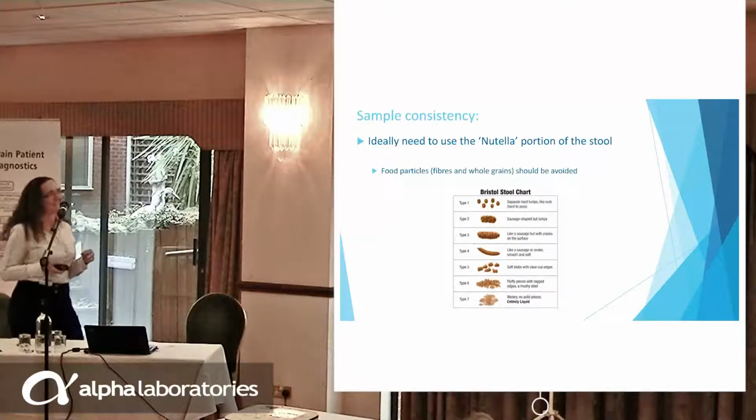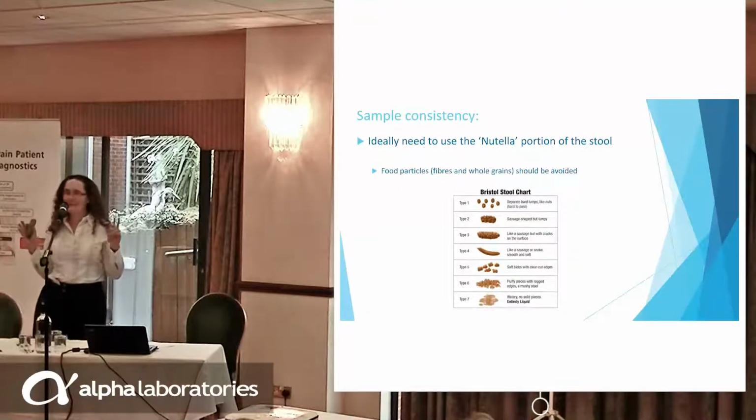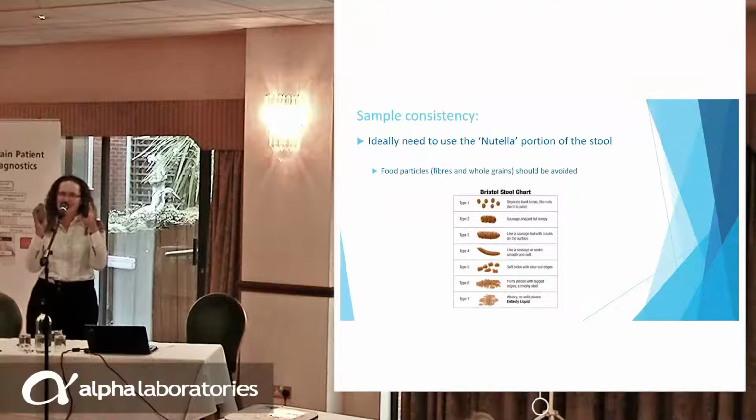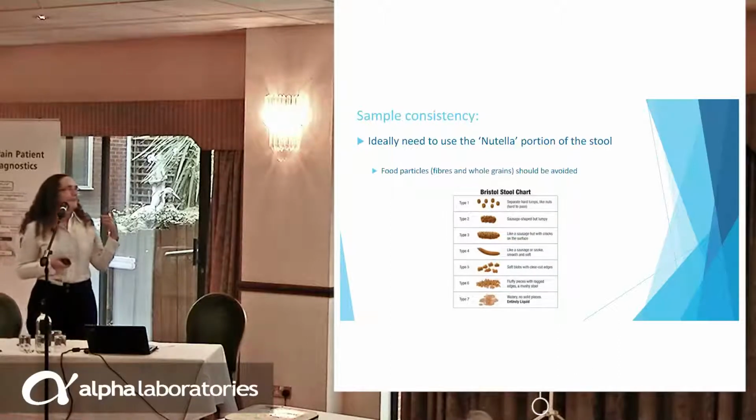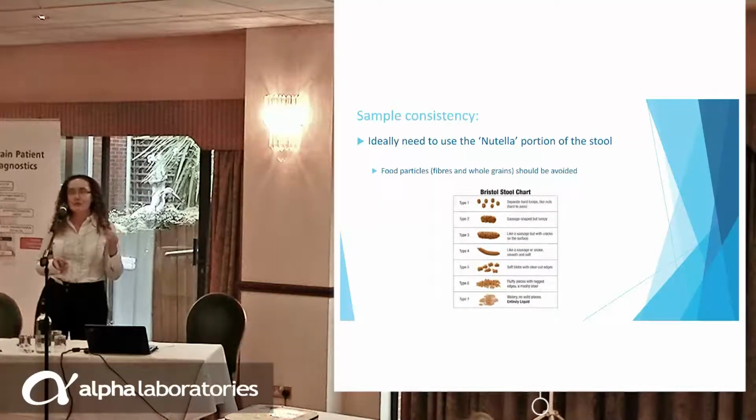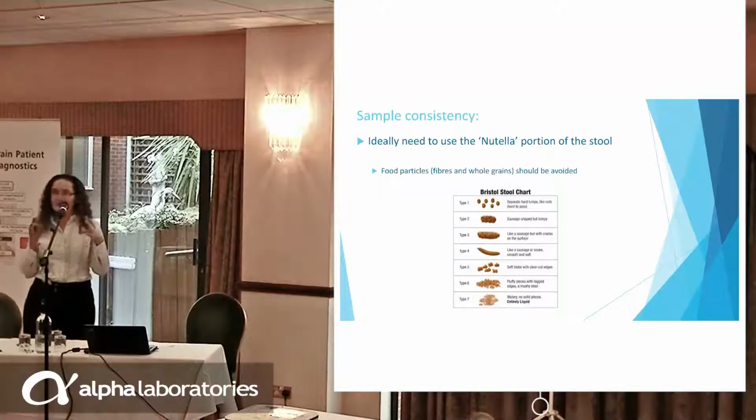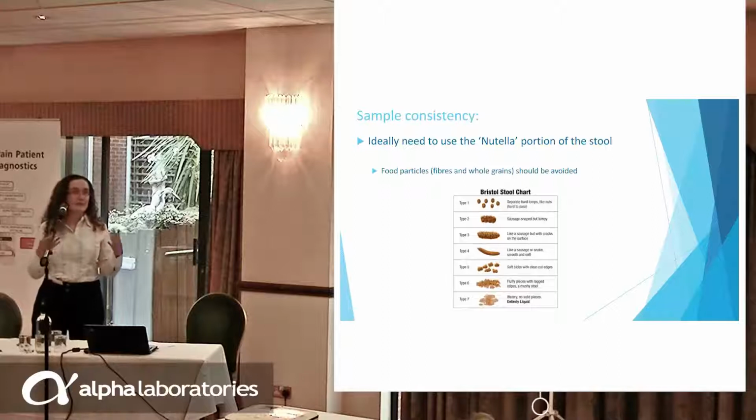Ideally, for calprotectin testing, what you need is what we call the Nutella portion of the stool. That slightly soft, squidgy part of the stool is the ideal part that you're after, to be honest. Food particles really should be avoided at all costs. The calprotectin comes from the inflammation that's created, it comes from your body.